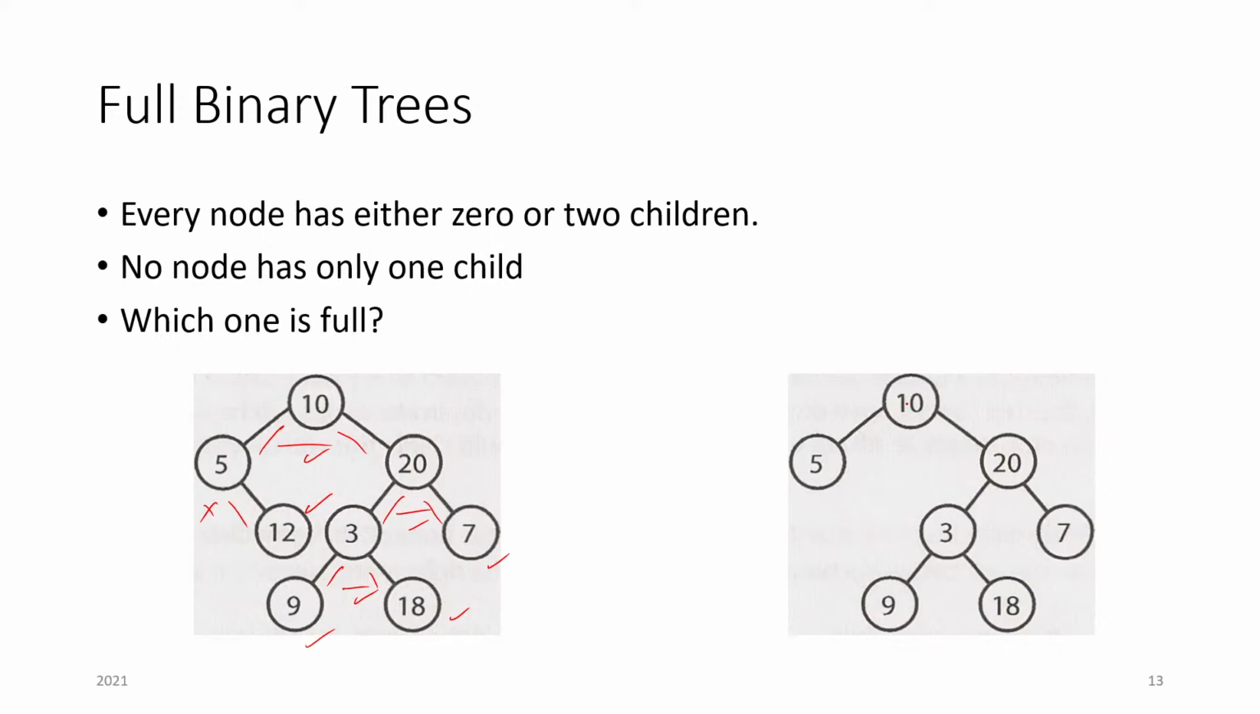On the other hand, if we watch our right tree here, 10 goes to 5 and 20, so that's okay. 5 has no nodes, so that's okay. 20 here goes to 3 and 7, so that's fine. 7 here has no nodes, so that's fine. And then 3 here goes to 9 and 18, so that's fine as well. And 9 and 18 have no children, so that's fine as well. So this one is okay. The other one is not because of that 5 node only having 1 child.